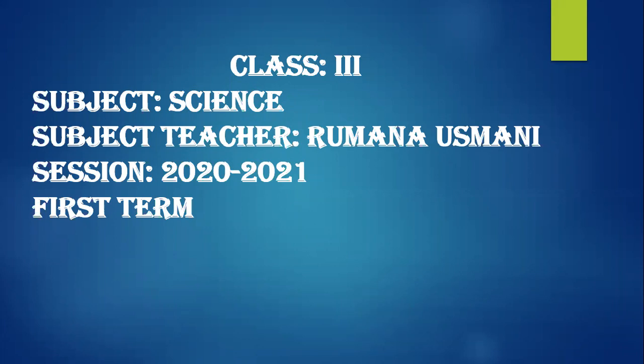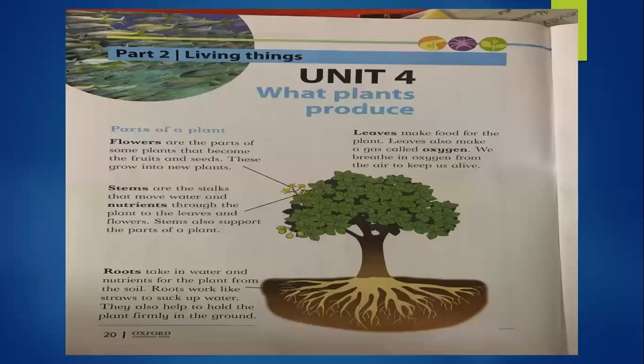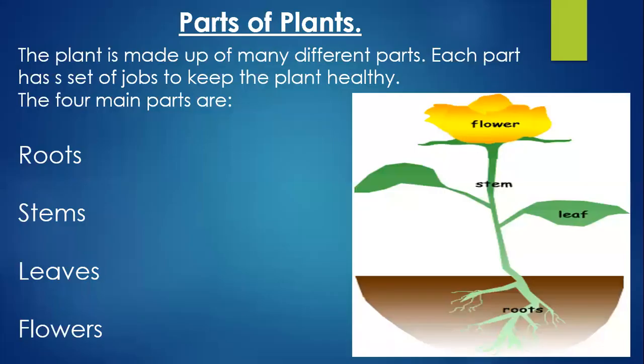Children, we have revised our 3 units. Now we are going to revise today unit number 4 and then unit number 6. Our unit number 4 is about what plants produce. As you remember, we have read the different parts of plants in this unit, and then about the germination and about the different vegetables. Let's start and recall in your memory what we have already read.